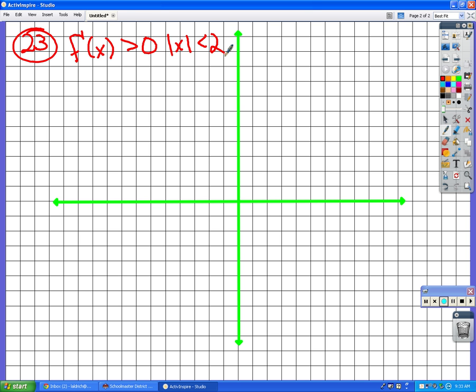All right, so 23, same kind of deal. It says the derivative is greater than 0 when the absolute value of x is less than 2. So absolute value of x is less than 2 means all the numbers between -2 and 2. Derivative is positive means what's happening with the graph? Increasing. So somehow, some way, from -2 to 2, the graph needs to be going up. Could be a straight line, could be a curved line. I don't know yet. We'll figure it out.